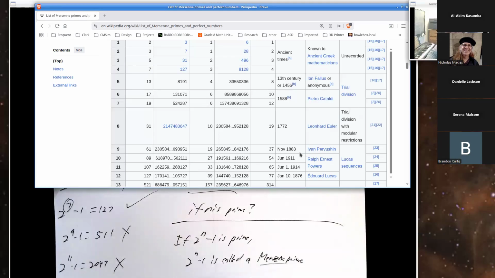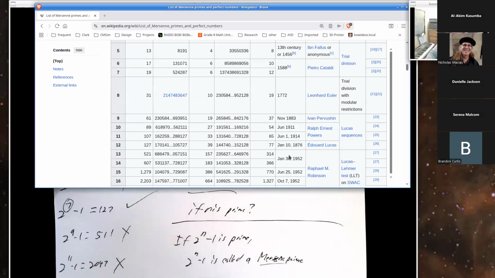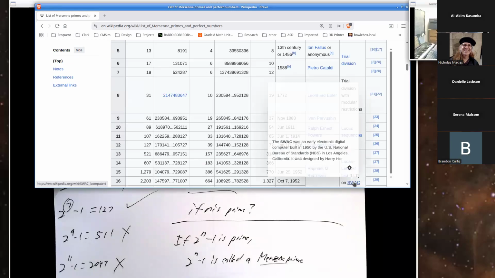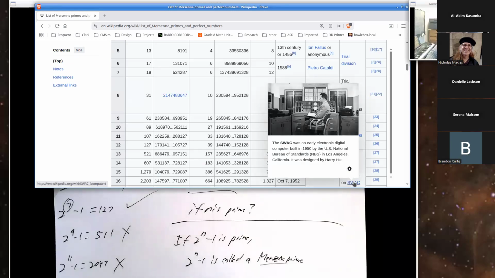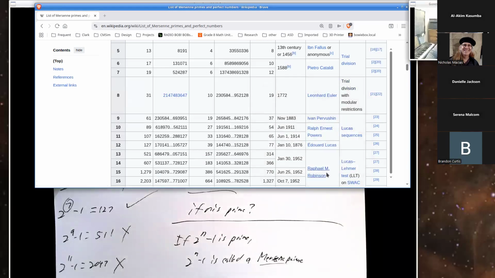So these next numbers were discovered by different people using Lucas sequences. And so we're in the late 1800s here, early 1900s. And then there's a bit of a dry spell until the 1950s. In the 1950s, we start finding new primes using these Lucas-Lehmer tests on SWAC. SWAC was an early electronic computer, National Bureau of Standards. And so now we got computers in the game. And this was sometimes the way that computers were diagnosed to see if they were working correctly, was to test for Mersenne primes, right? Using a Lucas-Lehmer test.